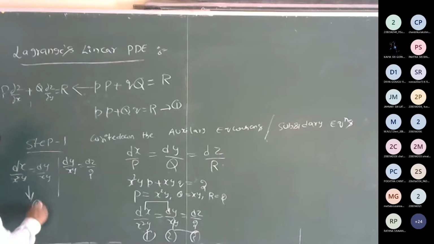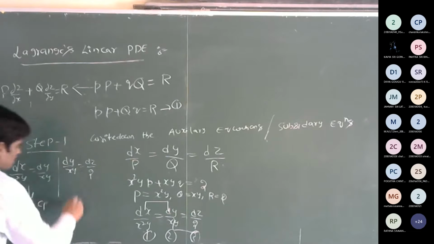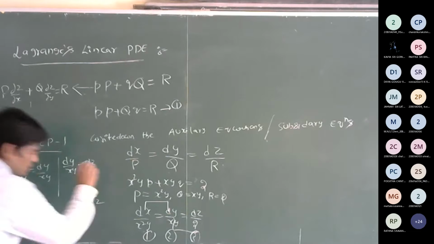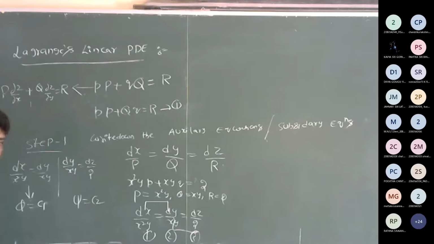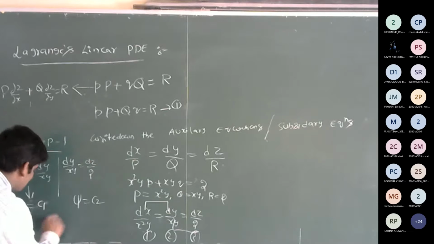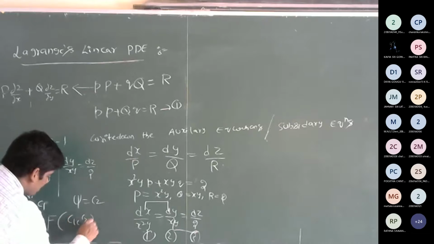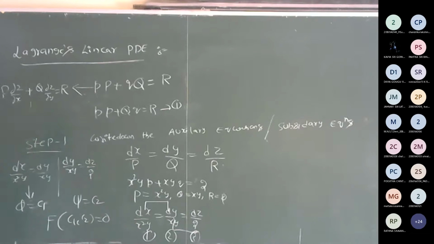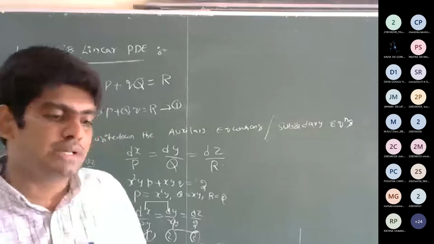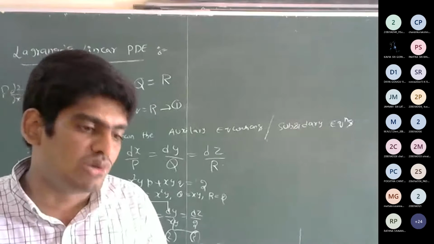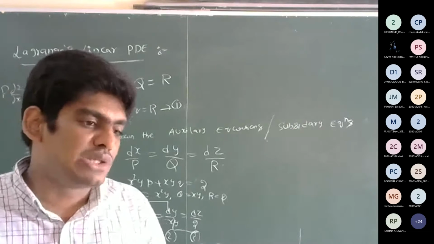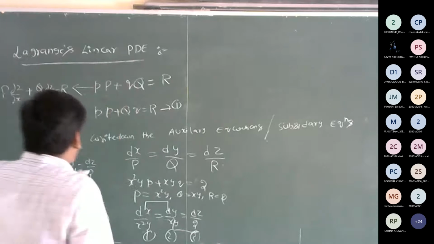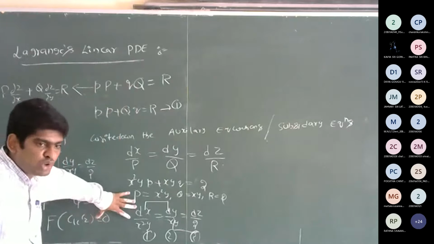That is C1. Next, from this you will get another solution, that is C2. So, right? Finally the general solution is f of C1, C2 is equal to 0. Finally the general solution is the combination of the two solutions. That solution is called the general solution. So this is called the method of grouping.